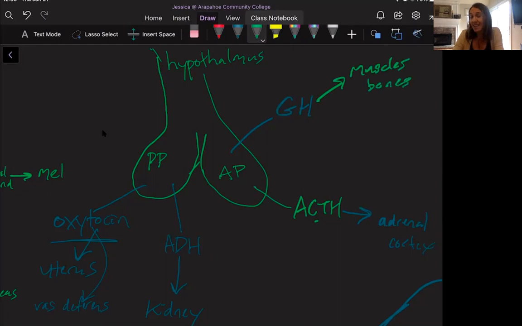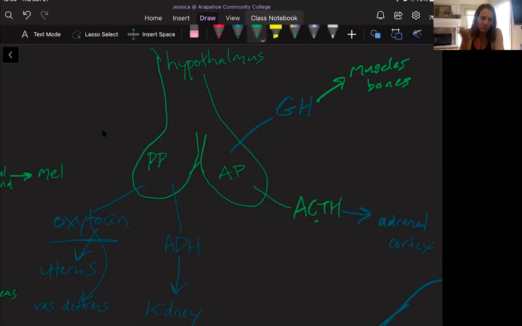Growth hormone also has an anti-insulin effect. So if insulin lowers blood sugar, growth hormone also has the ability to raise blood sugar, and it does so through a process called gluconeogenesis that we'll get to later, just a little preview of what's to come.